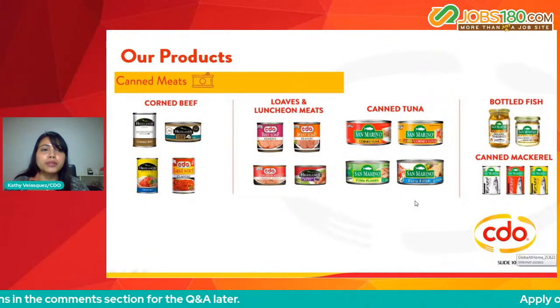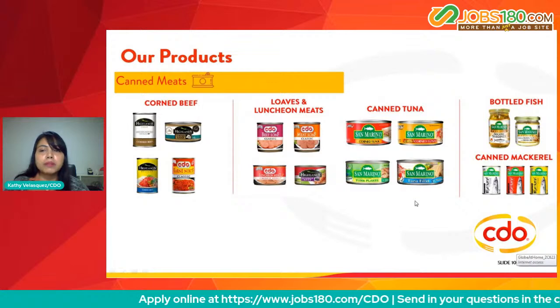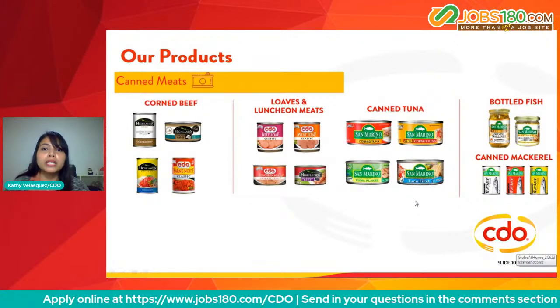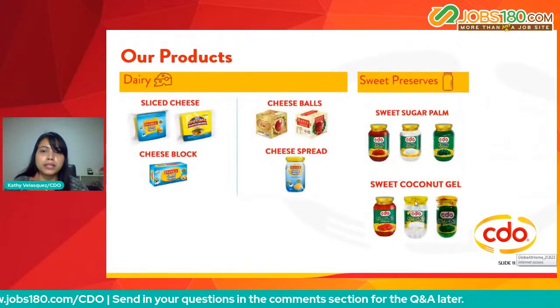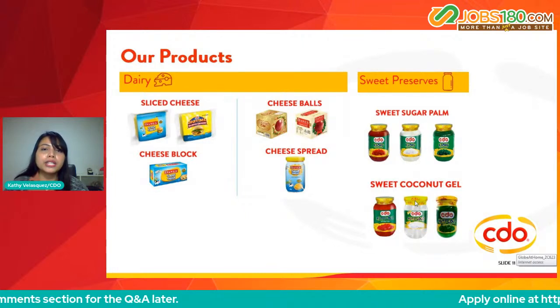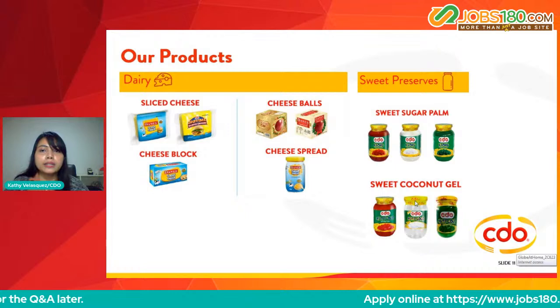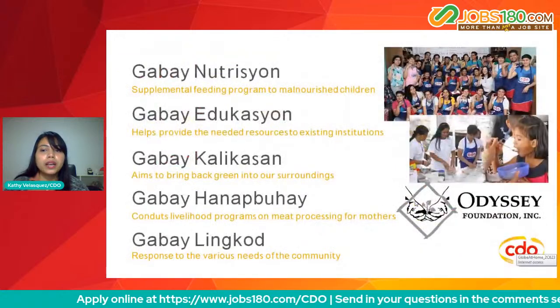Next, canned meats. We have corned beef, loaves and luncheon meats, canned tuna, bottled fish, canned mackerel. San Marino and Highlands are ours. Some of you are surprised, but yes, those are ours. And we move to our dairy products, from sliced cheese, cheese block, cheese balls to cheese spread, and sweet preserves. So, the sweet sugar palm, CDO kaong, and also CDO nata de coco.